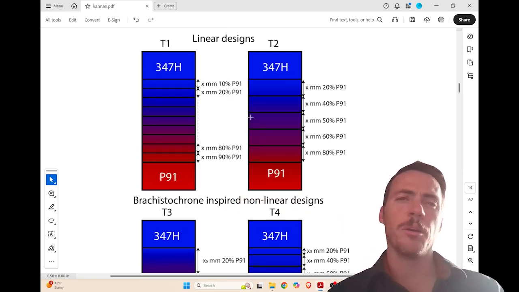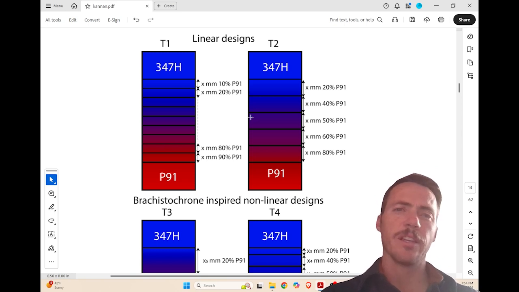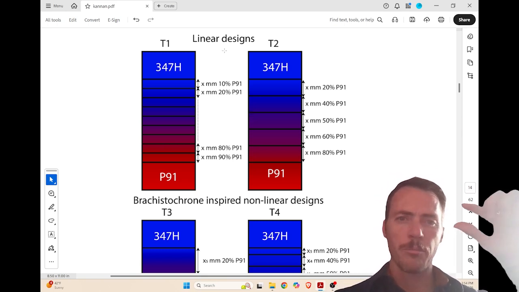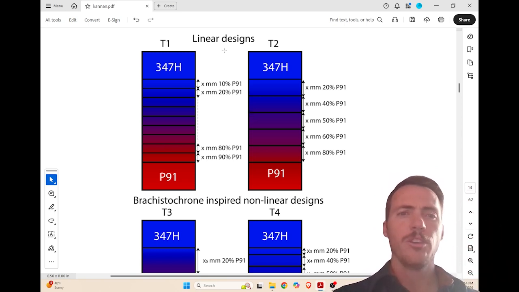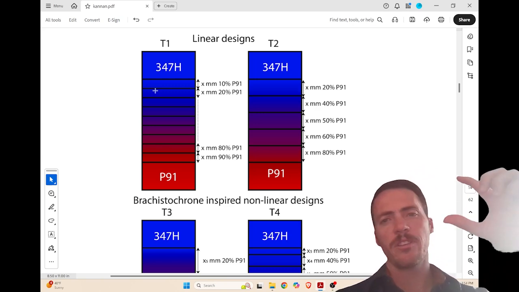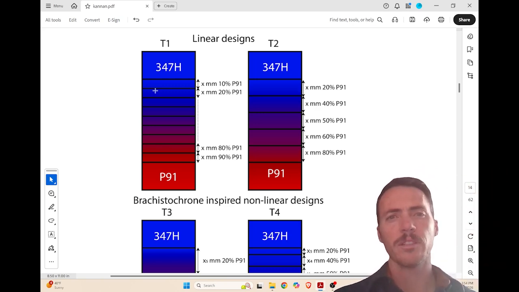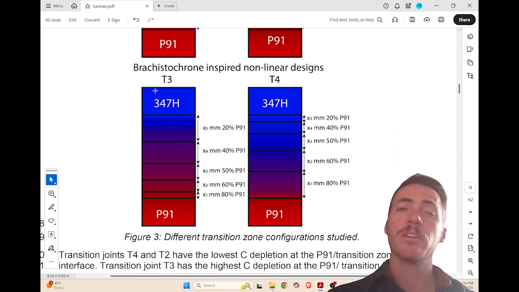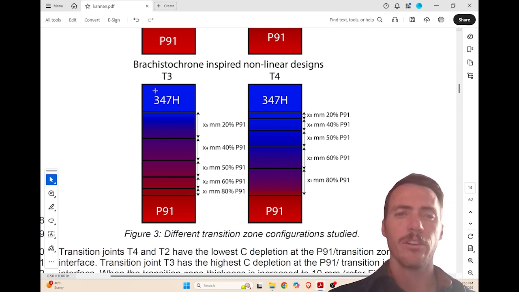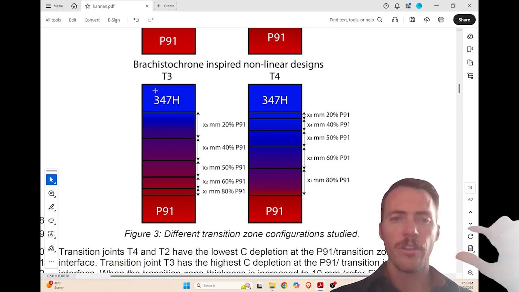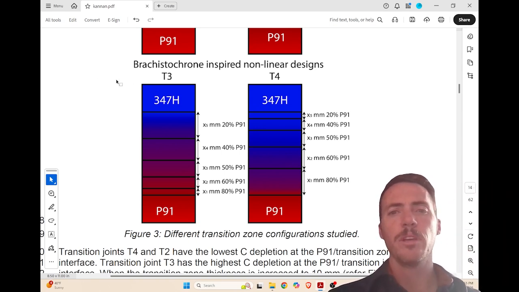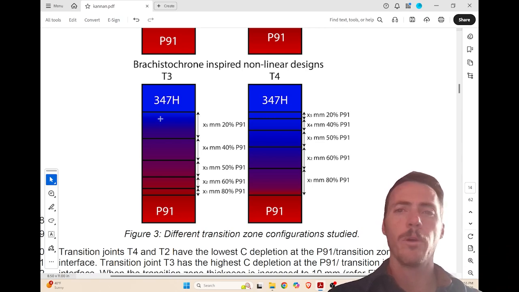And together, they should be able to then use this in a design framework. Ultimately, they're going to compare a couple different designs. Here's the linear designs, T1 and T2. You can see that those separations are always going to be the same. You can change the number of layers, but you're going to just keep the thicknesses uniform across it. Now compare that with these brachistochrone-inspired nonlinear layers, where you've got a thicker layer, and thinner and thinner and thinner. And these are going to be the comparison against which we're going to see whether this is actually a valid approach.